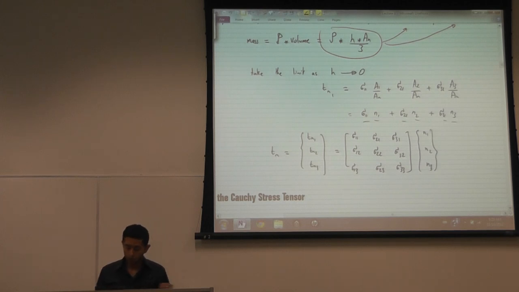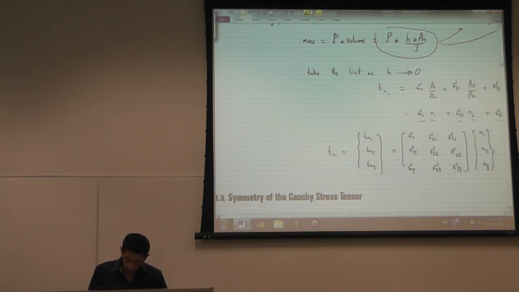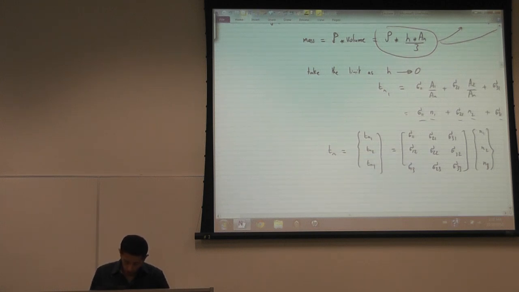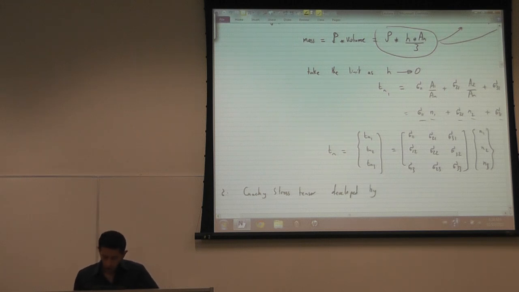So to describe the stress at a point, I need those nine numbers. This is called the Cauchy stress tensor. I guess it was developed by a mathematician and an engineer in the 1700s. I don't remember his first name. And ever since, it has been used for the description of the stress at any point.